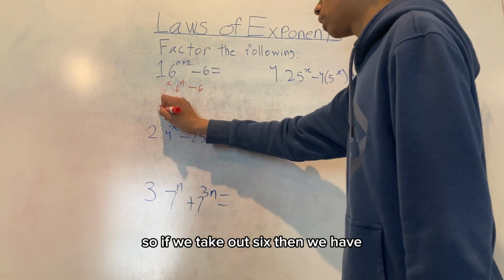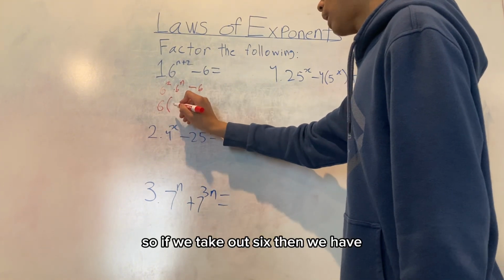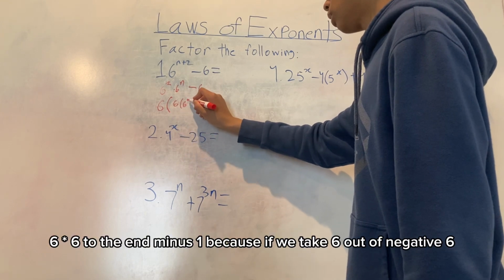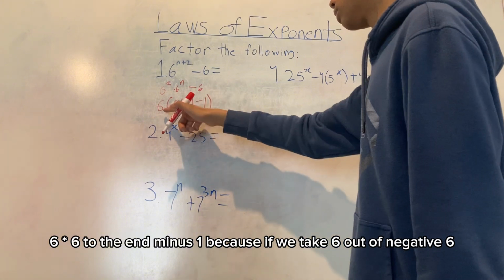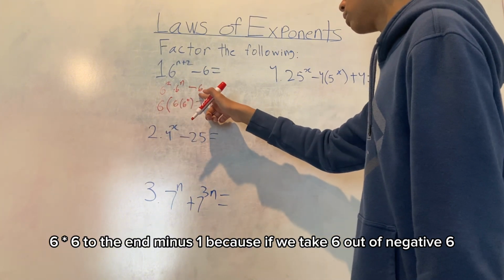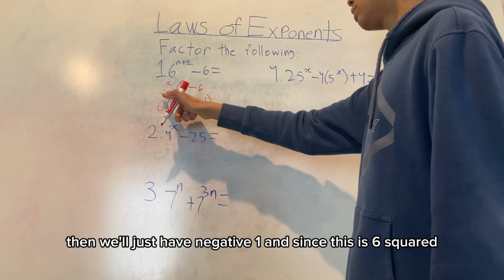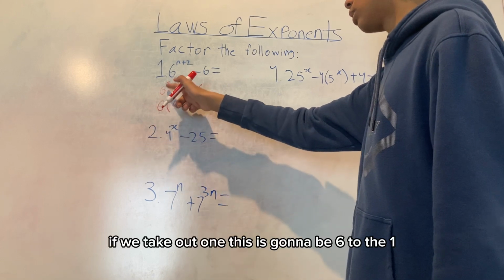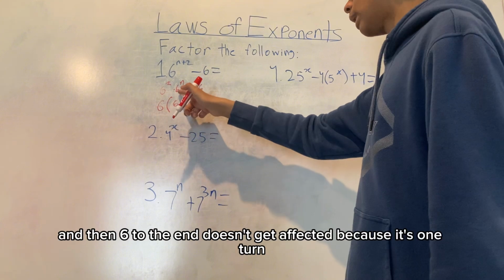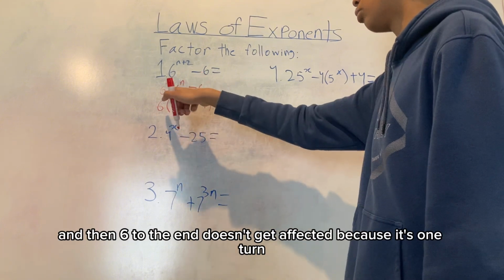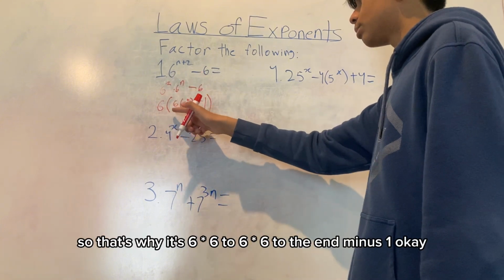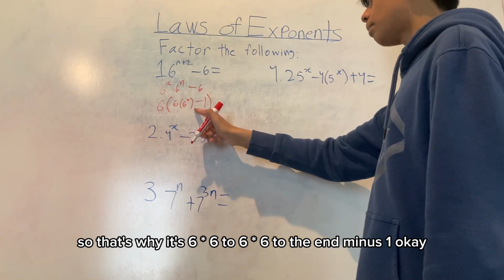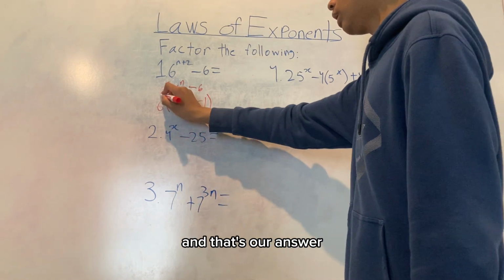So if we take out 6, then we have 6 times 6 to the n minus 1. Because if we take 6 out of negative 6, then we'll just have negative 1. And since this is 6 squared, if we take out 1, this is going to be 6 to the 1. So that's why just 6. And then 6 to the n doesn't get affected because it's one term. So that's why it's 6 times 6 to the n minus 1. Okay, and that's our answer.